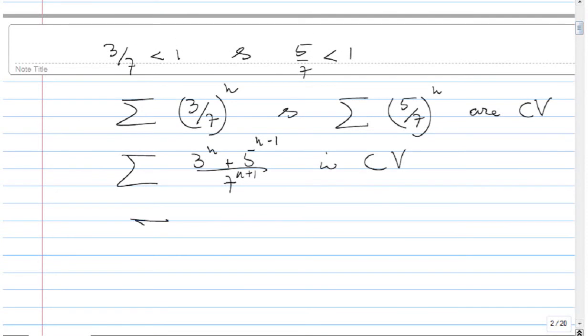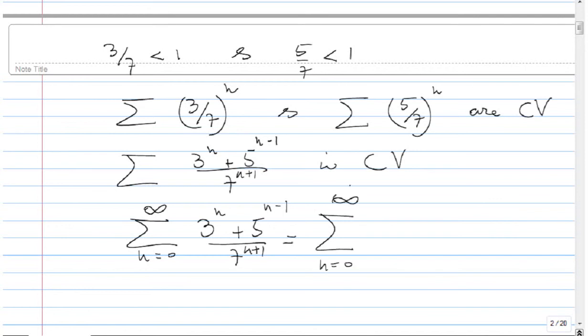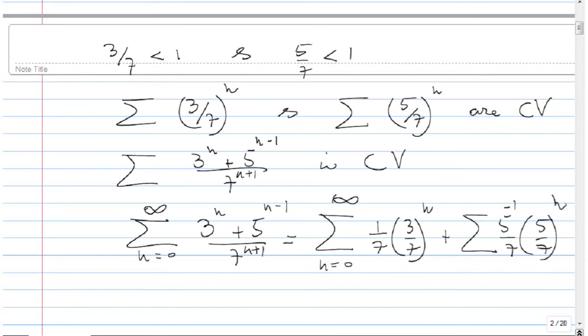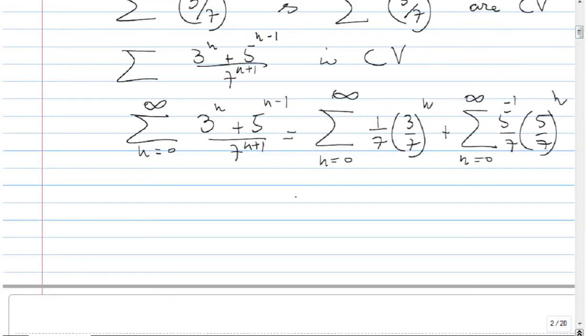So we have sigma from 0 to plus infinity of (3 to the n plus 5 to the power n minus 1) over 7 to the n plus 1. This is equal to sigma from n equals 0 of 1 over 7 times (3 over 7) to the power n, plus sigma of 5 to the power minus 1 over 7 times (5 over 7) to the power n, from 0 to infinity.